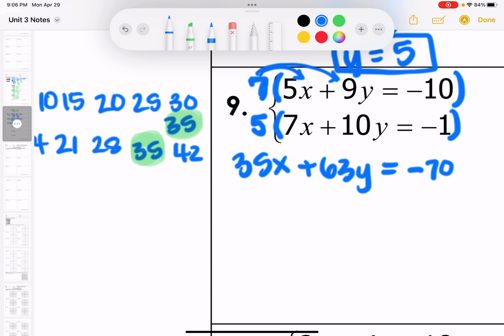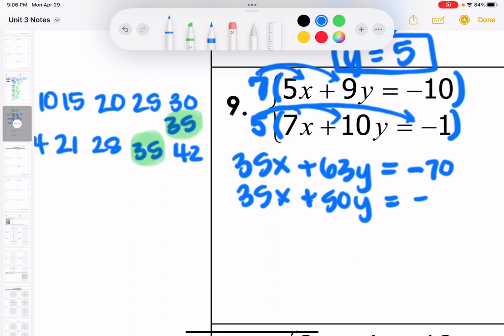All right, for the second equation, 5 times 7x is 35x. 5 times 10y is 50y. And 5 times negative 1 is negative 5. So now with my two new equations, x's have the common coefficient and they have the same sign, so I'm going to subtract.